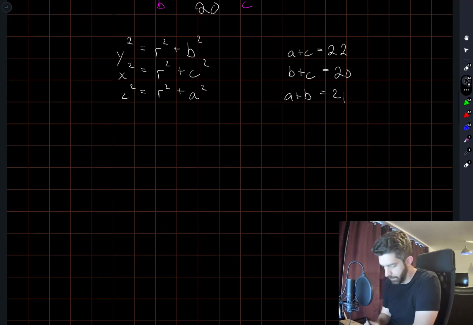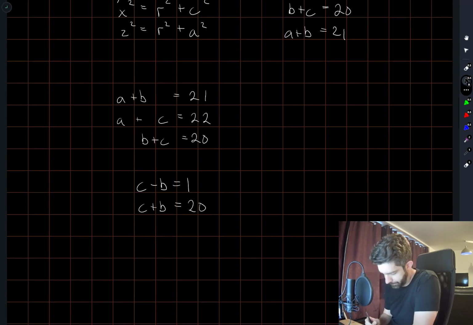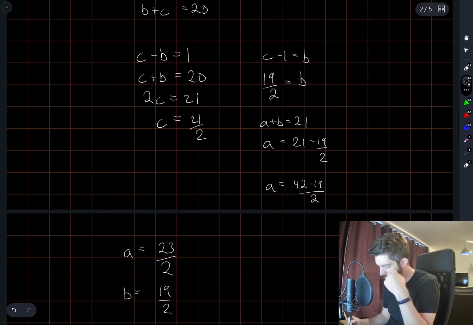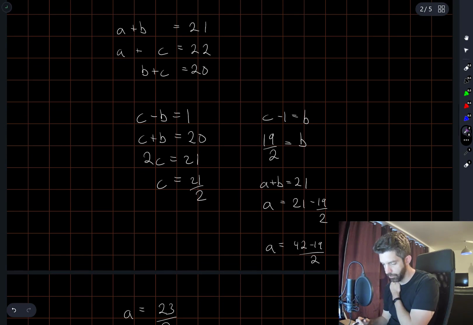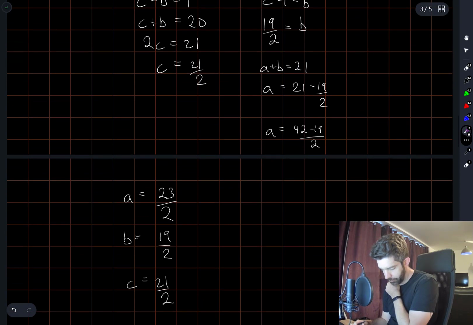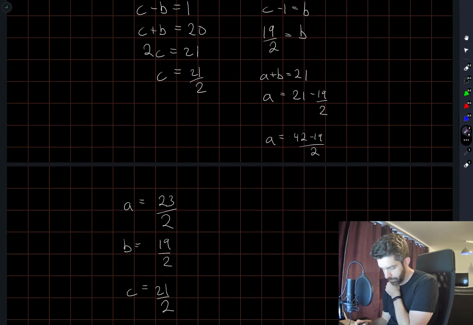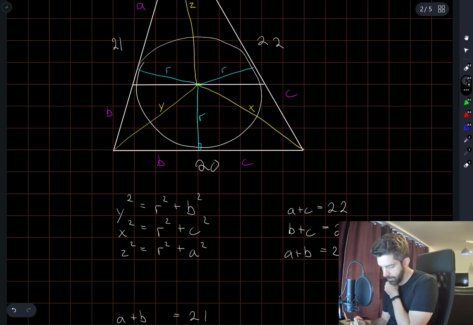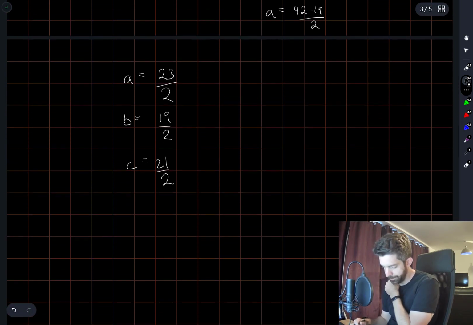Let's write this out a little neater. Okay, let's make sure that I didn't make any mistakes and these satisfy these equations. A plus b gives me 21. A plus c gives me 22. And b plus c gives me 20. Okay. Now, we substitute these in here. If we sub in there, we'll have x, y, and z in terms of some constant along with r squared.